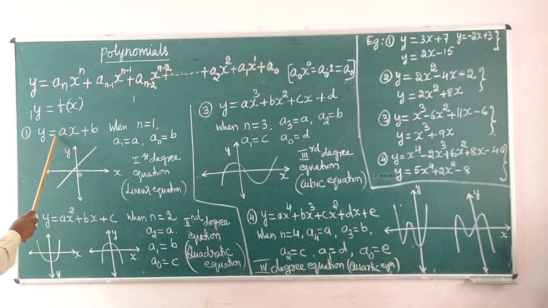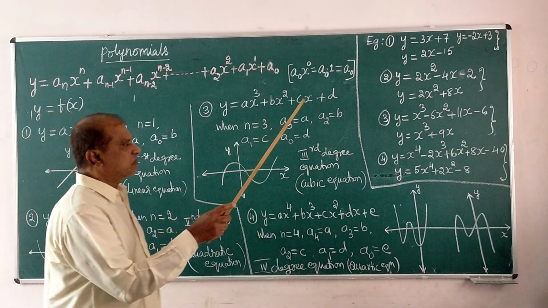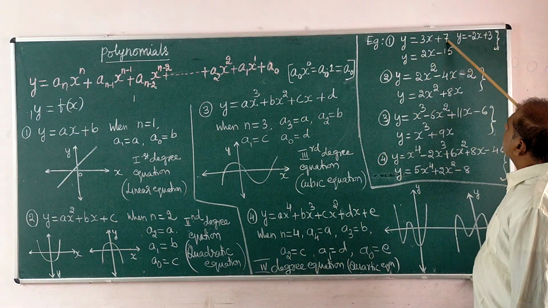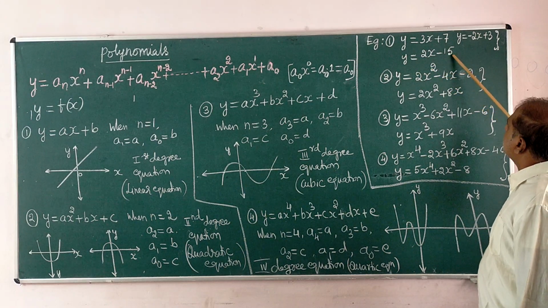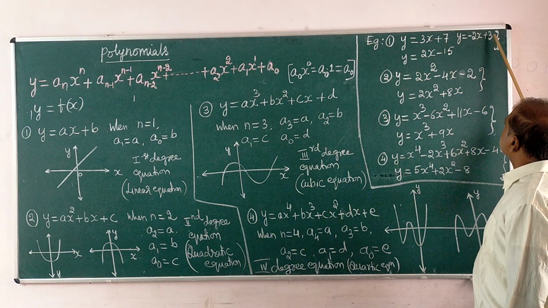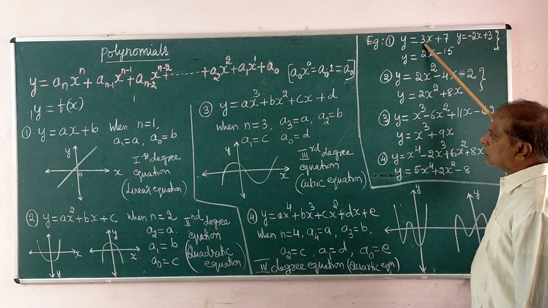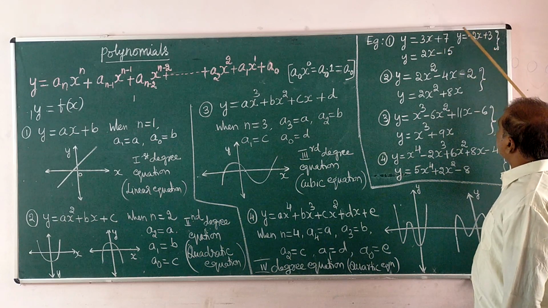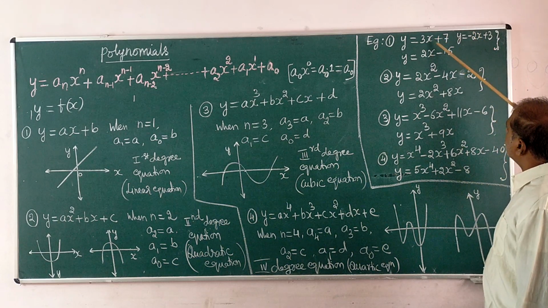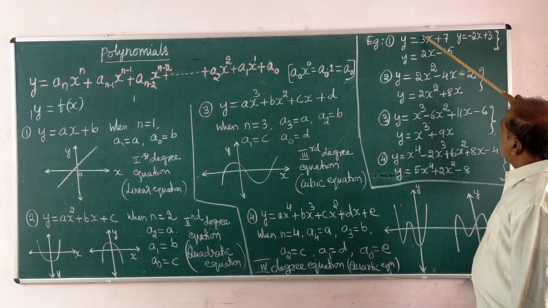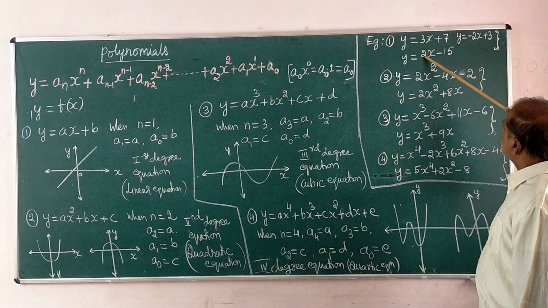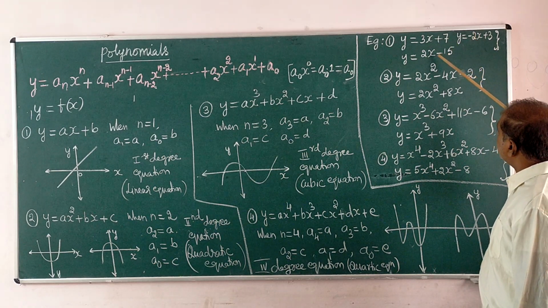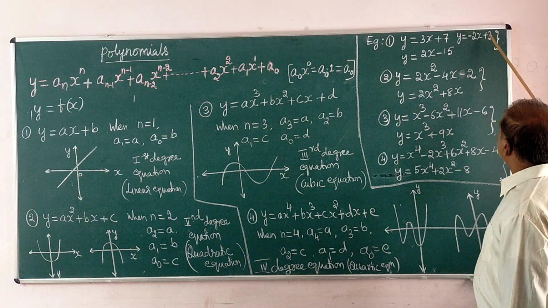Example of this: y equals ax plus b. We have given some examples of these equations. y equals 3x plus 7. y equals 2x minus 15. y equals minus 2x plus 3. What is a first degree equation? x is x to the power of 1, only one x term. Coefficient a is 3, a is 2, a is minus 2. What is b? b is 7, b is minus 15, maybe positive or negative. b is 3.